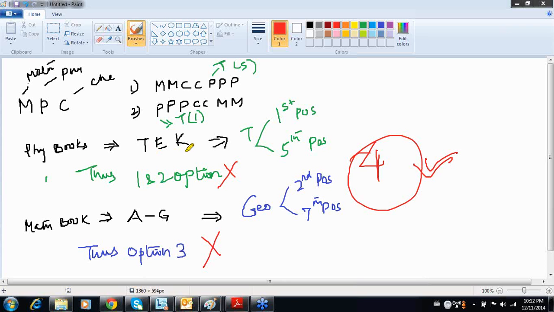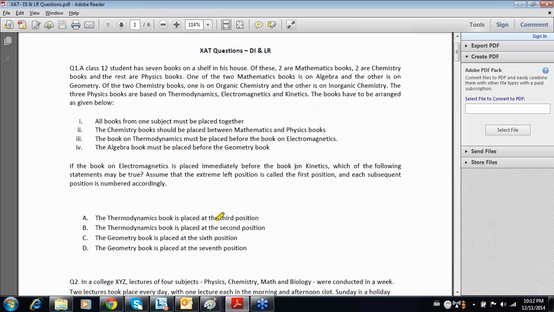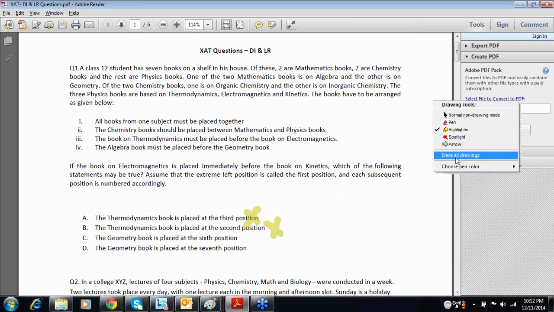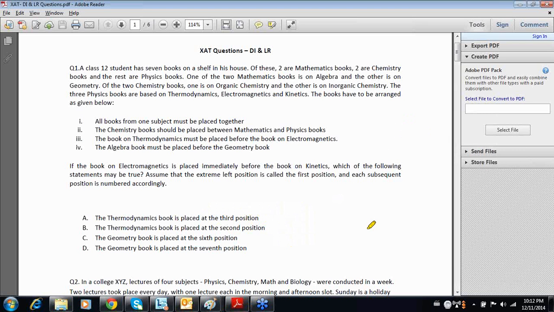If you consider thermodynamics, electromagnetics and kinetics, the thermodynamics book can occupy the 5th position, or it can occupy the 1st position. So thermodynamics can be on the 1st position or the 5th position. What has been given? The thermodynamics book is placed in the 3rd position. That is definitely not correct. Then the thermodynamics book is placed in the 2nd position. This is again not correct. So options A and B are not correct.